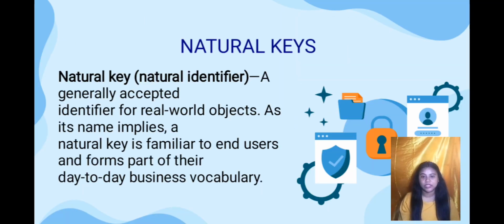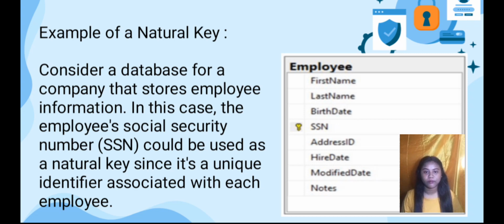A natural key, or natural identifier, is a generally accepted identifier for a real-world object. As its name implies, a natural key is familiar to end users and forms part of their day-to-day business vocabulary. Consider a database for companies that stores employee information. In this case, the employee's social security number, or SSN, could be used as a natural key since it's a unique identifier associated with each employee.